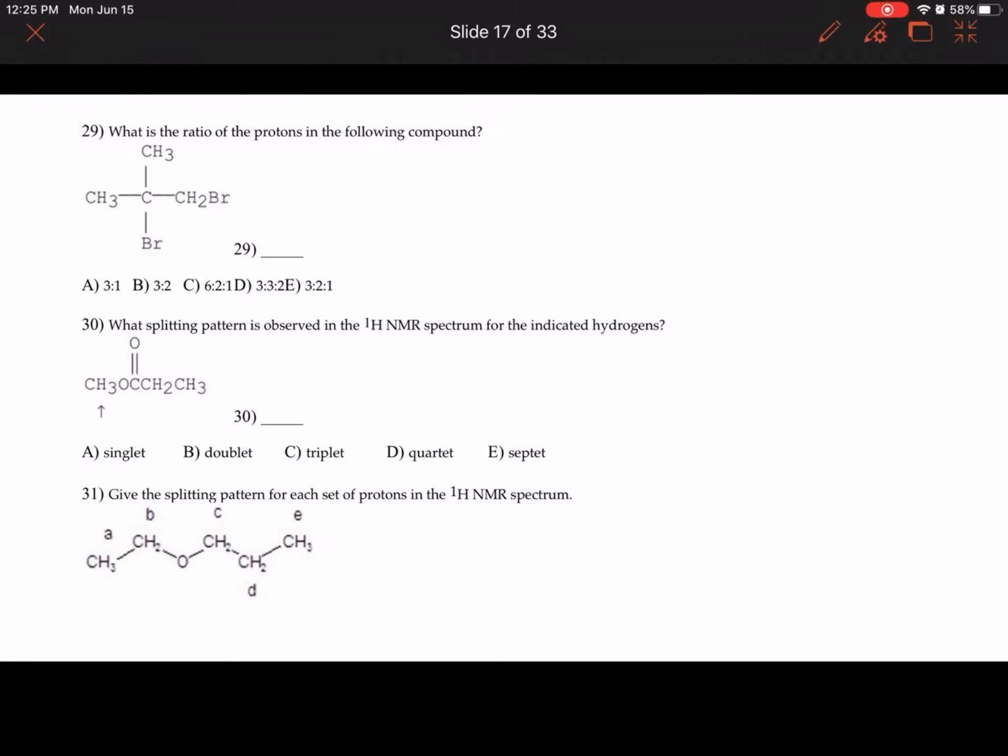And then the next one: what is the ratio of the protons in the following compound? Now this one, the 2 methyl groups are in one environment, and the 2 hydrogens on the CH2 are in another environment. So the ratio is 6 to 2. If you make it smaller, that would be 3 to 1. There are 2 different chemical environments giving us the ratio 3 to 1.